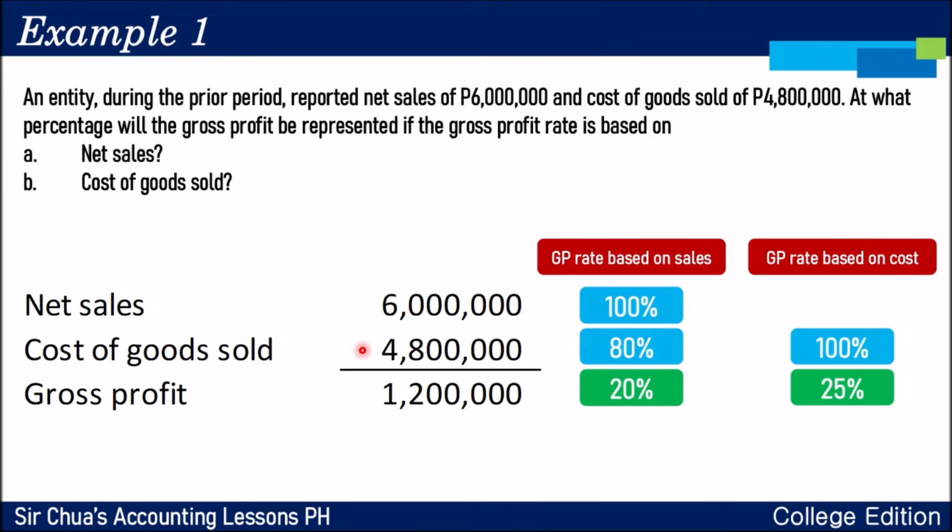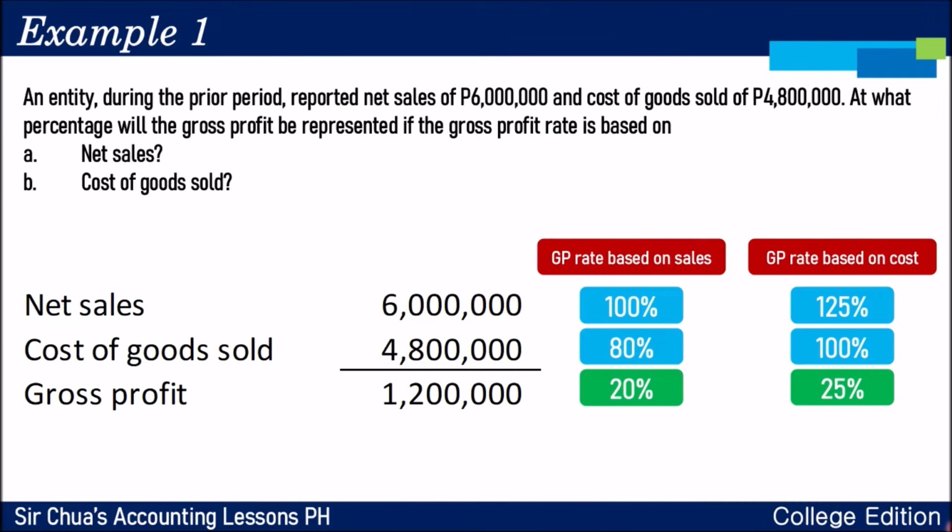Now, how do we get for the net sales? It's either you divide 6 million to the base amount of 4,800,000, which will give you 125%, or simply add the two. 25% plus 100%, your net sales is represented by 125%. So, actually, the effect is just the same. It's just that this one is the gross profit rate is based on sales, so your base rate is your net sales. And then this one is the gross profit rate is based on cost, so your 100% is on cost of goods sold. So, ganyan nyo po lalaruin yung percentages.